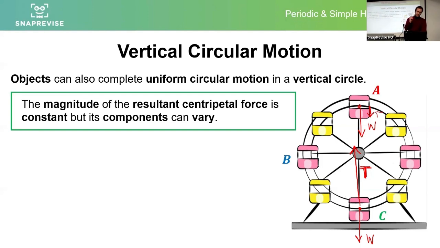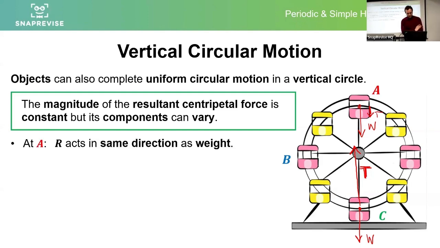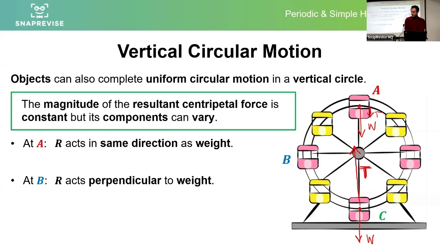but as long as the vector sum of the forces on each carriage is constantly equal to the required centripetal force, fine. So in the green box, the magnitude of the resultant centripetal force is constant, but its components vary. Okay, so at A, the normal contact force, the tension, acts in the same direction as the weight.